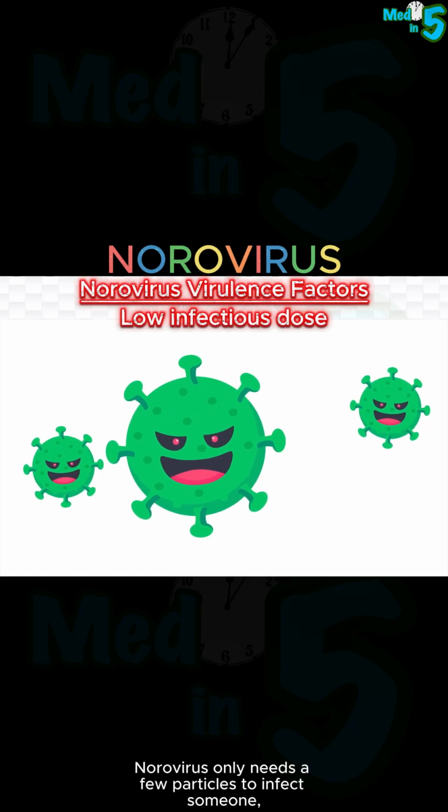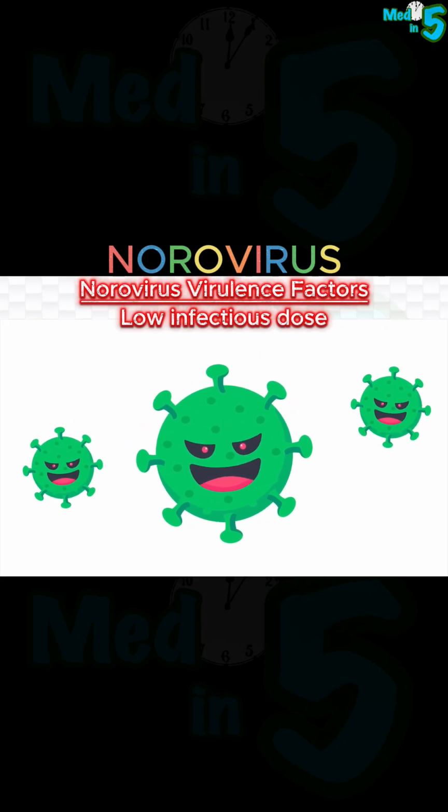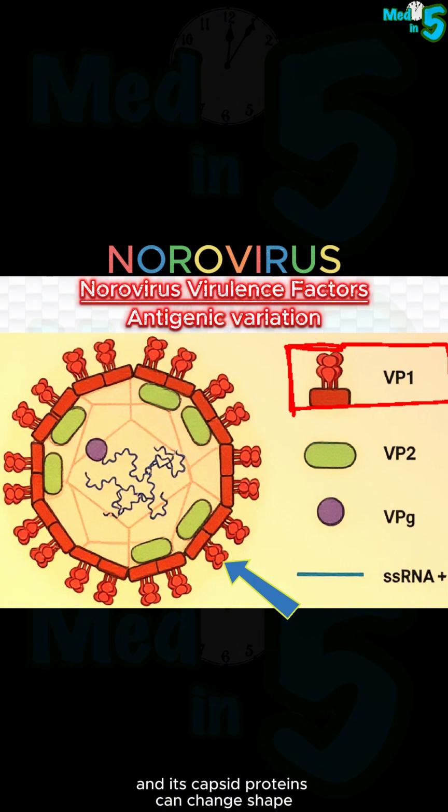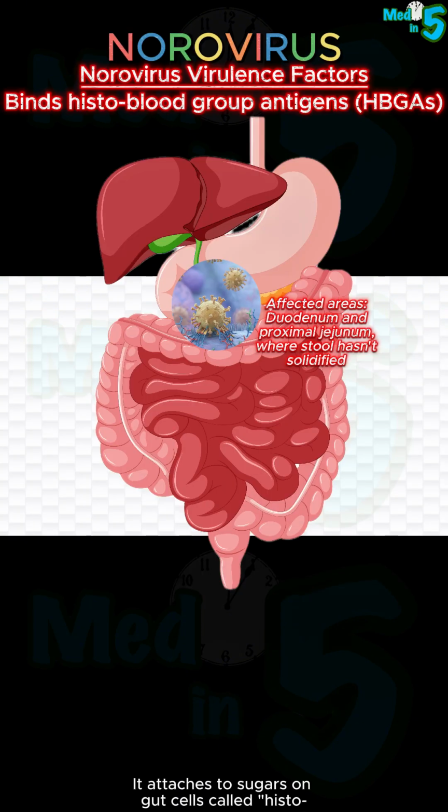Norovirus only needs a few particles to infect someone, and its capsid proteins can change shape to escape the immune system. It attaches to sugars on gut cells called histo-blood group antigens to infect them.